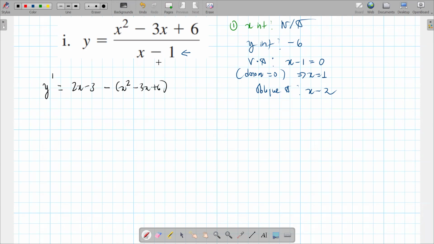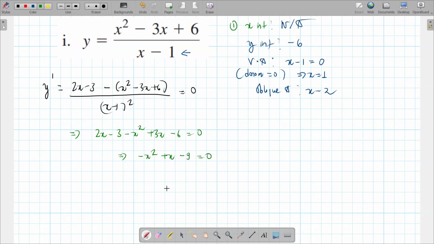What's the derivative of the denominator? It's a 1. Yep. All over g squared, so x minus 1 squared. We set that equal to 0. The denominator disappears, but you will get 2x minus 3 times x minus 1 minus x squared minus 3x plus 6 is equal to 0. This gives negative x squared plus x minus 9 equal to 0.